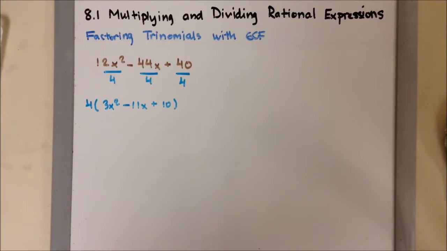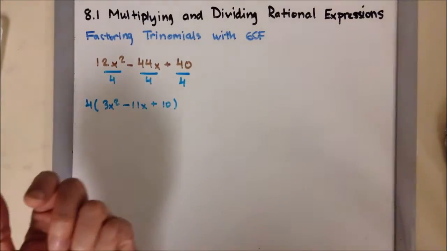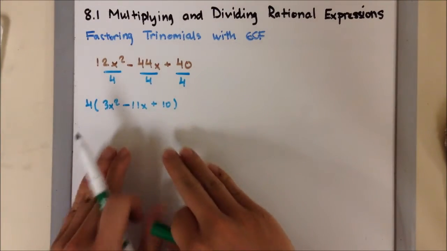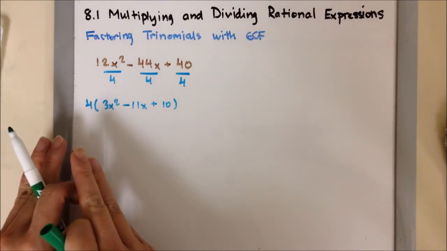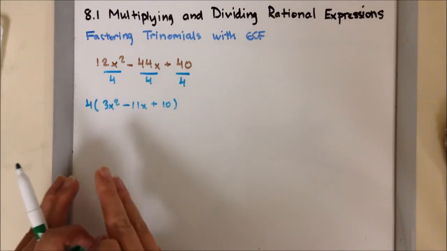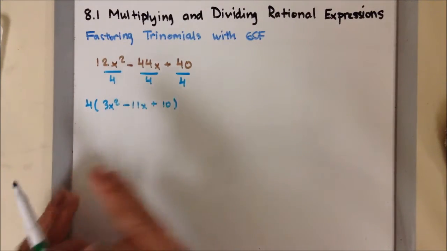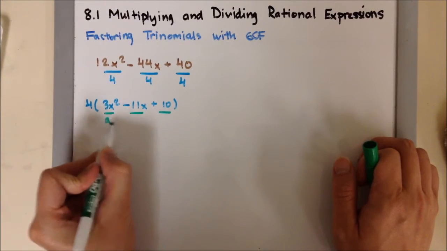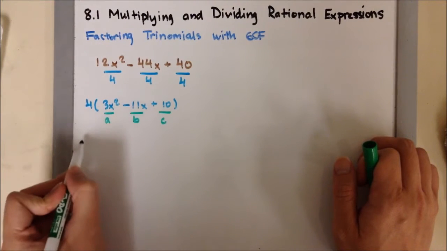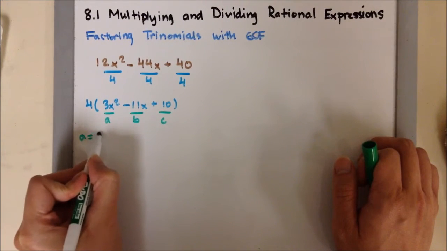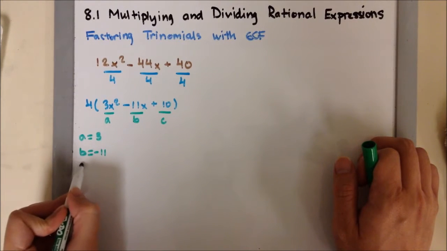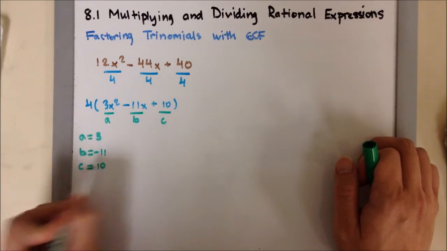After that, now inside the parenthesis, I have a trinomial. So we're going to factor just like how we did before. So I'm just going to focus on inside the parenthesis and leave the 4 alone. But again, the 4 does not disappear. It's still out there in the parenthesis. So my A is 3, my B is negative 11, and then my C is 10.